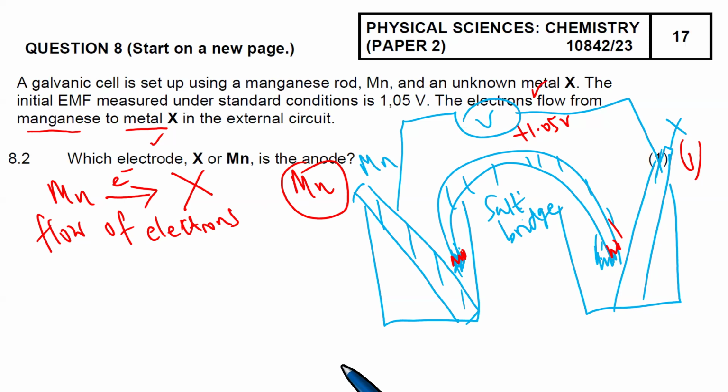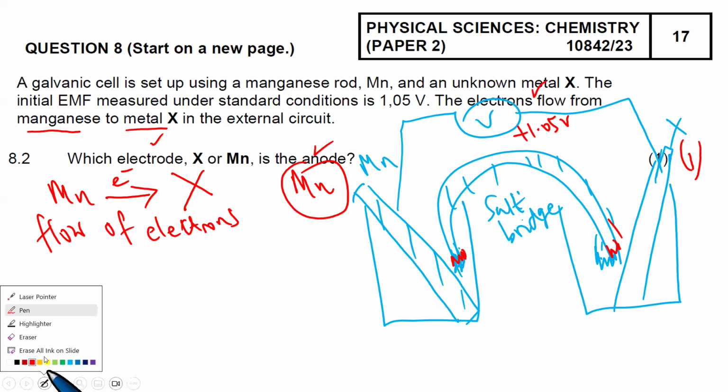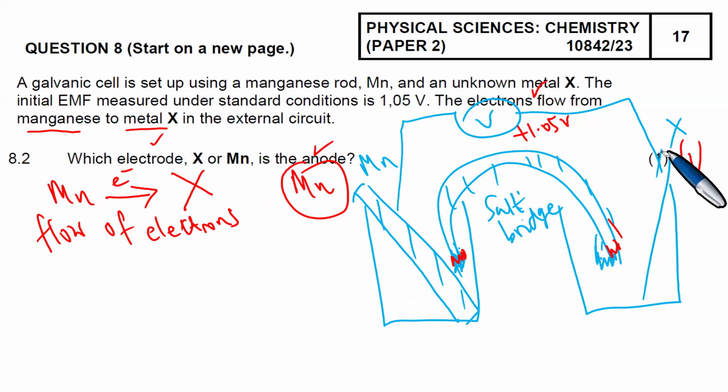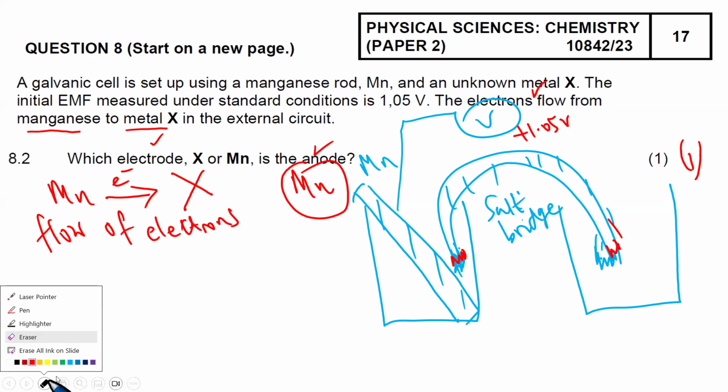That is the answer. How do you know that manganese is the anode? Because the electrons flow from manganese to the metal X, and therefore the electrode manganese is the anode. Then we get our 1 mark, and we proceed to the next question with much ease. You just have to say manganese is the anode. Now we go to 8.3.